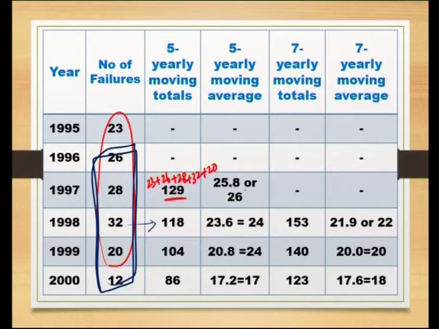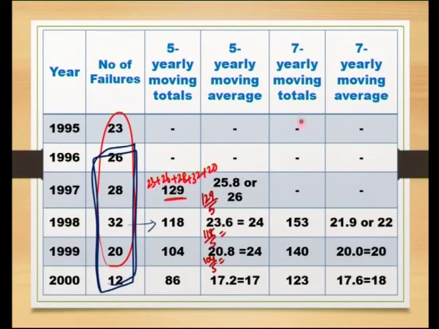Then the 5-yearly moving averages. They are calculated as 129 divided by 5, which gives you 25.8 or 26. Similarly, 118 by 5 gives you 23.6 or 24. Similarly, 104 by 5. So the 5-yearly moving averages are 26, 24, 24, 17, etc. This is how 5-yearly moving averages are calculated.